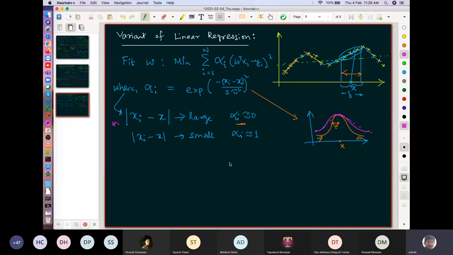Okay, so what is x here? X here is the point of your interest. That is your new point that you want to know the value of. Crosses are the training data.